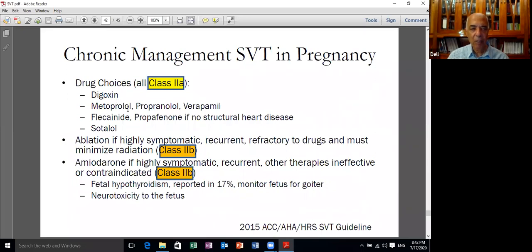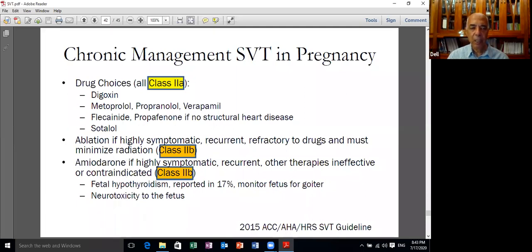We use beta blockers, keeping away from atenolol. If there is no structural heart disease, you can use 1C drugs, flecainide and propafenone. If nothing works, then you can use sotalol or amiodarone. But remember that chronic use of amiodarone produces fetal hypothyroidism, goiter, obstructive labor, and neurotoxicity.